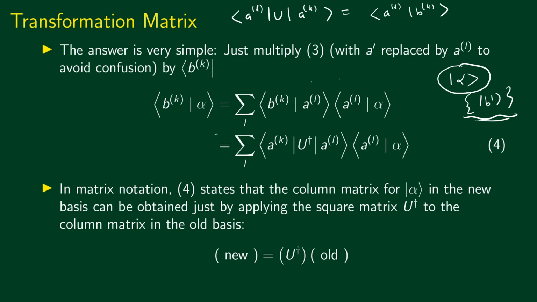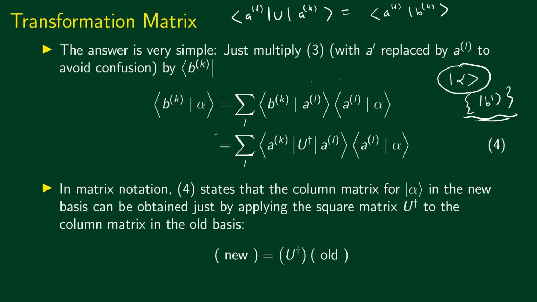All right. Now, what are these? These are the expansion coefficients of ket alpha in the old basis. We can think of this as the elements of the column matrix that represents ket alpha in the old basis. So this square matrix actually takes you from the old representation to the new representation. What is this matrix?